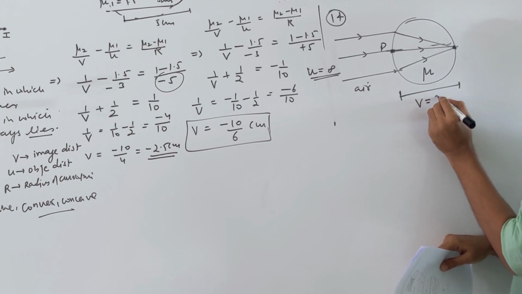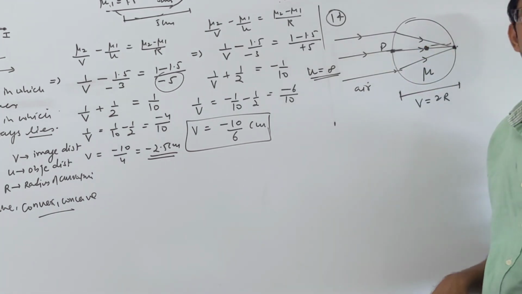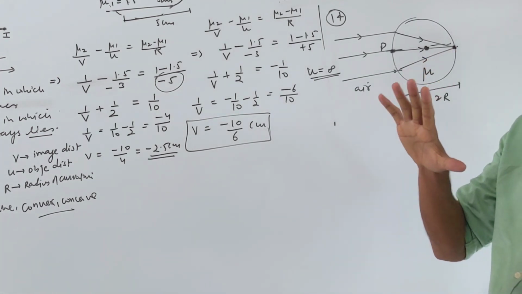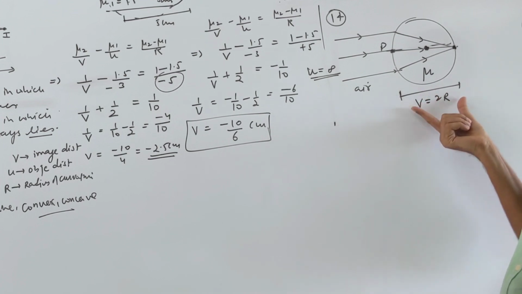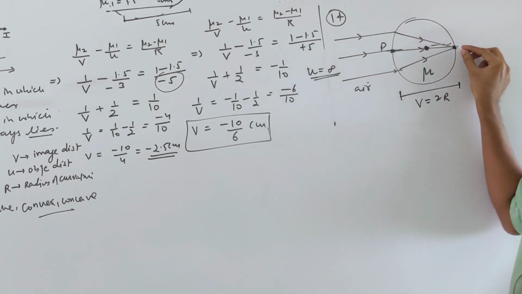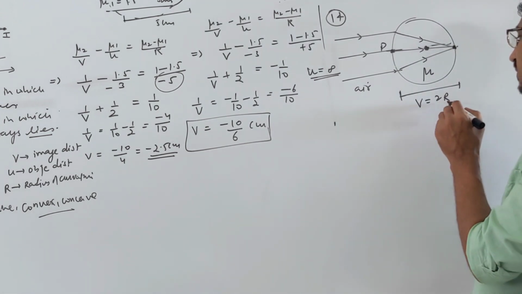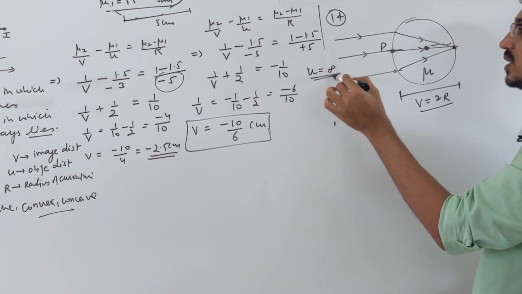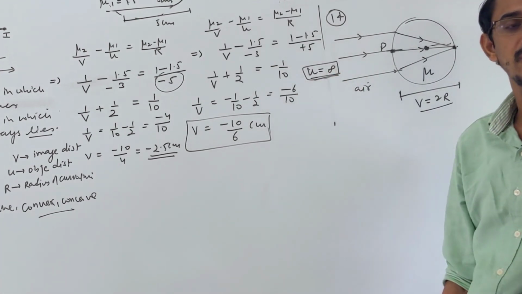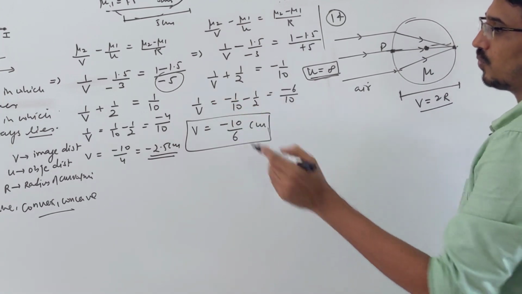What is that? v is simply equal to 2r. R is the radius of curvature of this surface, right? So what is the image distance from the pole? Simply 2r. The rays are meeting at the diametrically other end. So image distance is 2r, where r is the radius of curvature, and the object distance we have already calculated as infinity because rays are coming parallel. Now look, let's write the same formula.